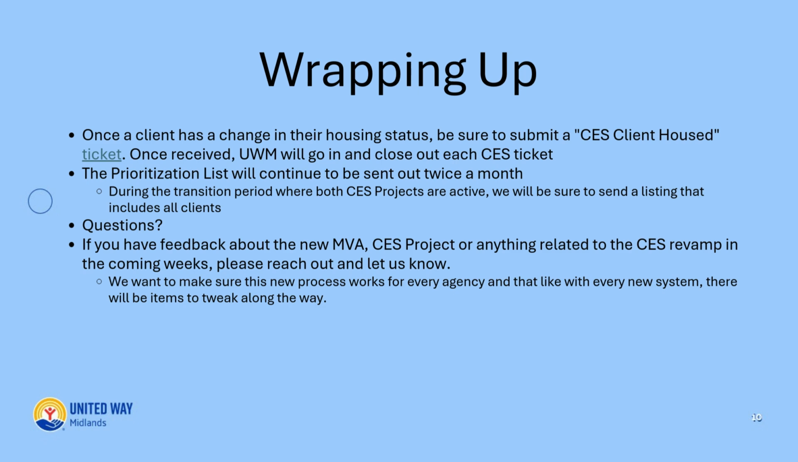We will keep sending out the prioritization list twice a month. We send it out as close to the 1st and the 15th as possible. During the transition period, where we both have the old project and the new, it'll be a little clunky. We'll have an old list and a new list, but we will send both of those out. And then once we fully transition to the new project, it'll just be the new list. So be on the lookout for that every 2 weeks, basically, the 1st and the 15th of every month, or as close to it as possible.